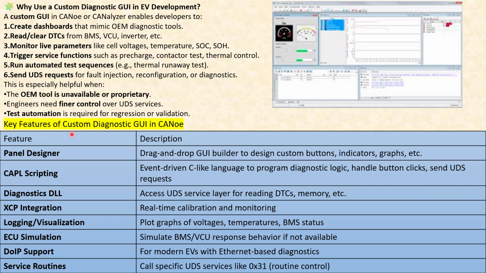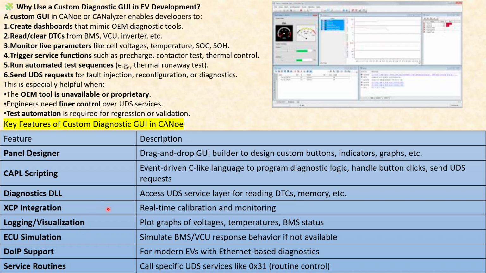Now, talking about the key features of a custom diagnostic GUI in CANoe. All right, now we'll see the key features. The most important feature is the panel designer. In the panel designer, you can use a drag and drop GUI builder to design custom buttons, indicators, and graphs, etc. The second important feature is CAPL scripting, an event-driven C-like language to program diagnostic logic, handle button clicks, and send UDS requests. Next is the diagnostics DLL, to access the UDS service layer for DTCs, memory, etc.